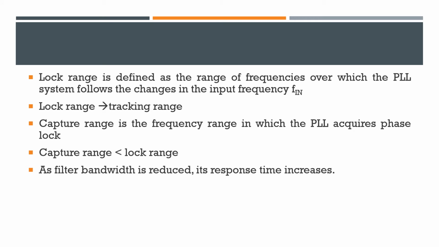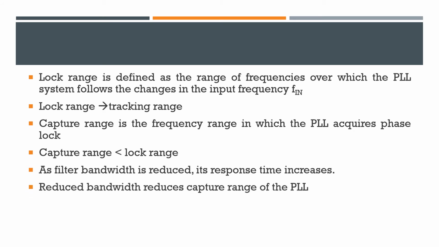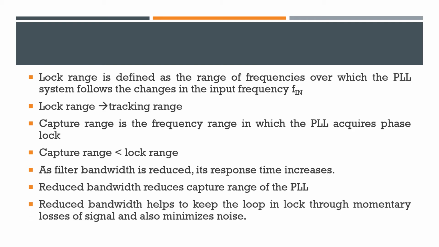As filter bandwidth is reduced, its response time increases. Reduced bandwidth reduces the capture range of the PLL. Reduced bandwidth helps to keep the loop in lock through momentary losses of signal, and also minimizes the noise. So this is about this particular part. And while a filter is employed, the point to be noted here is that the bandwidth of this filter should be very small, so reduced bandwidth, because reduced bandwidth has many advantages.